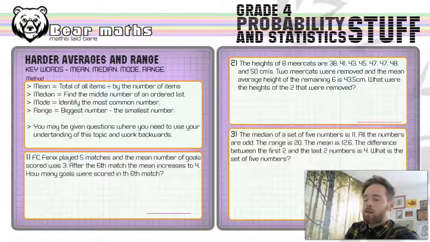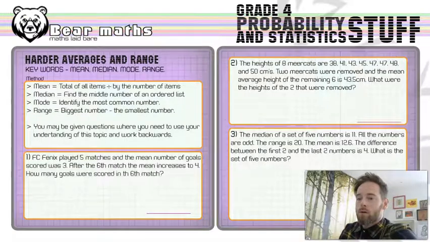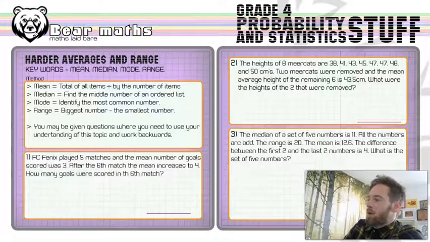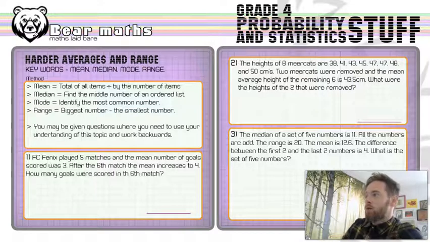The keywords I've got for you I've explained in the previous mean, median, mode and range video. Basically the mean is an average which is worked out by adding everything up and dividing by how many things there are. The median is the middle number of an ordered list. The mode is the most common piece of data, and the range is the difference between the biggest and smallest, and it's not an average, it's a measure of how consistent the data is.